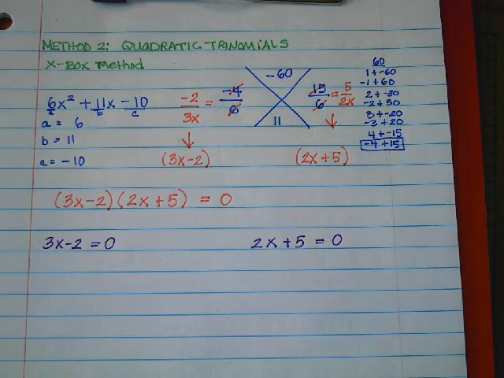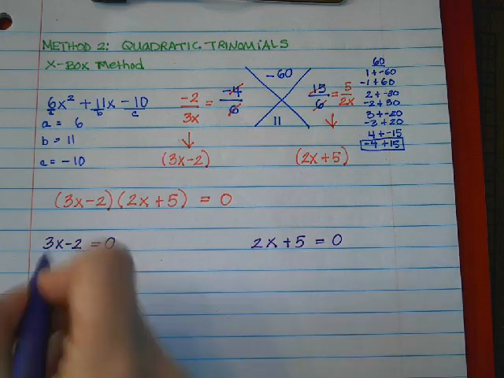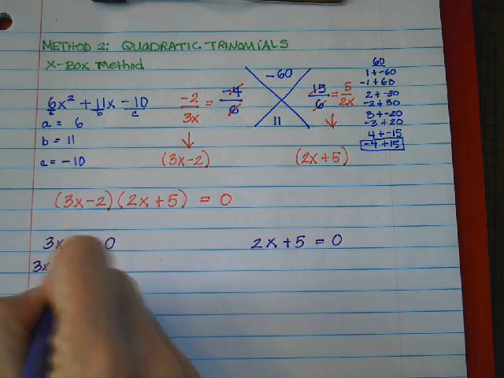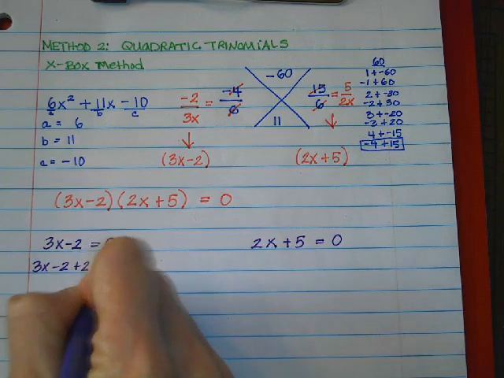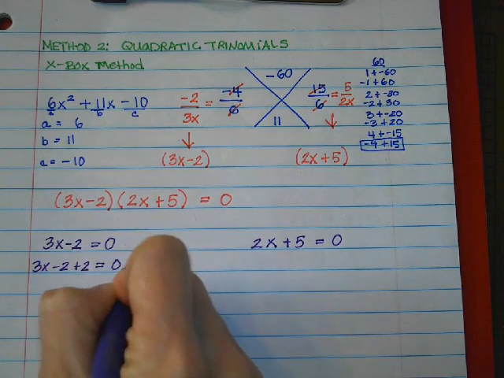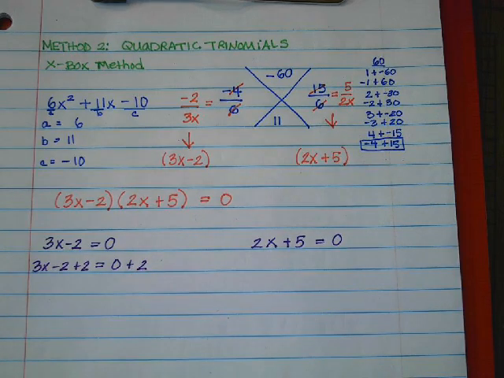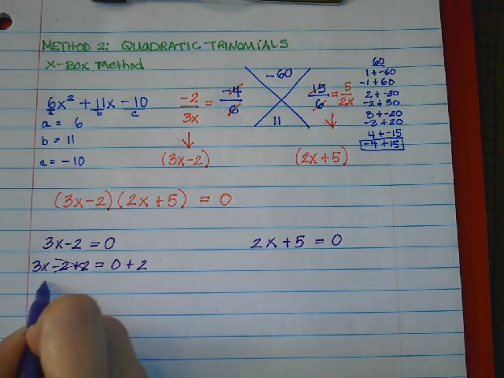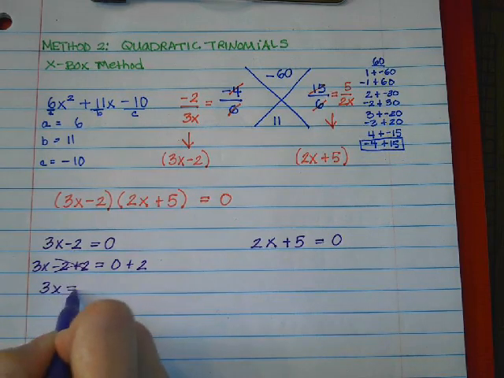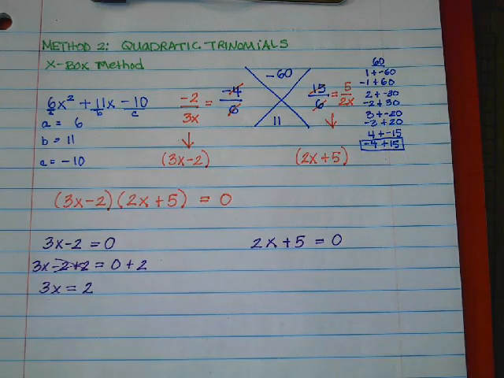All right, so we want to get this 3x by itself. How do I move that minus 2? That's right, Jaron. I add 2. So 3x minus 2 means I got to add 2. If I add 2 on the left, I have to add 2 here on the right. So what is negative 2 plus 2? That's right, Jaron. They cross cancel each other out, leaving me with 3x. And 0 plus 2 is 2.